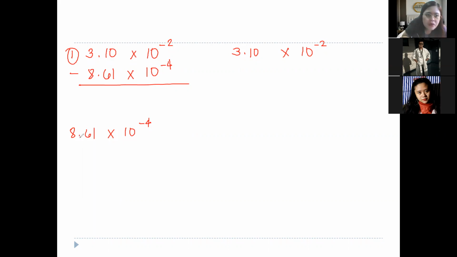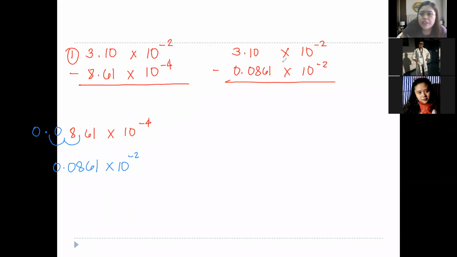Okay, so we have 1, 2. The decimal will be here now. Let's add 0 here. We may add 0 also sa left sa decimal. So this becomes now 0.0861 times 10 raised to the power of negative 2. And we can use it now for the subtraction. Ayan, times 10 raised to the power of negative 2.